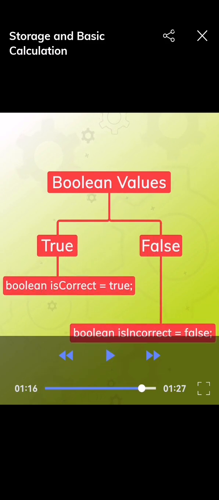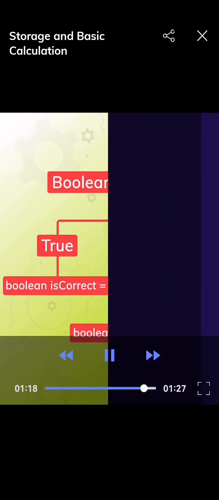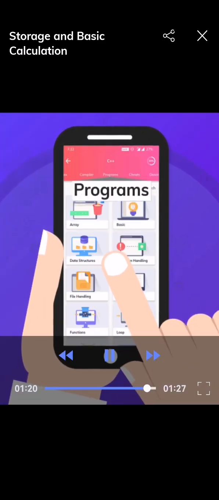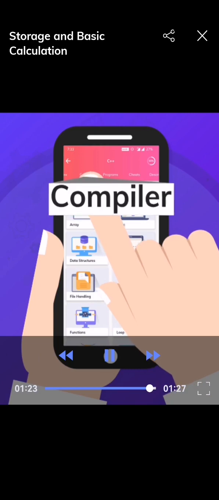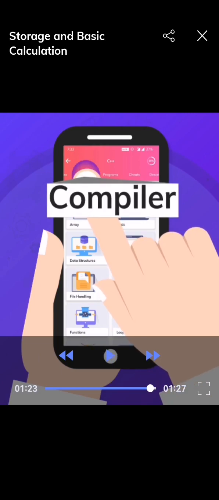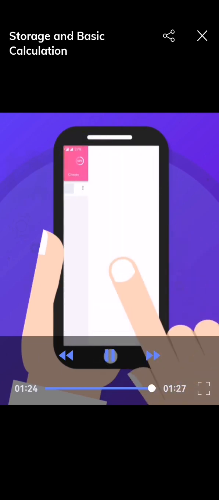Now that you've learned how to store values in variables, check out a few code snippets on variables in the Programs section and practice your skills in the compiler in the Programming Hub app.